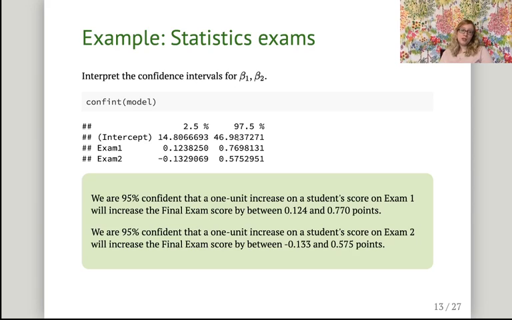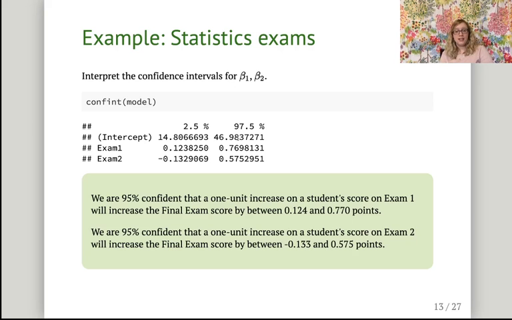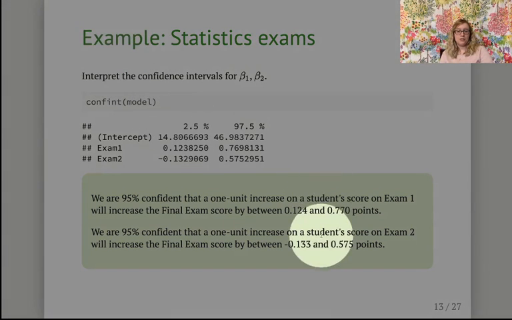Look at exam 2. We're 95% confident that a 1 unit increase on a student's score on exam 2 will increase the final exam score between negative 0.13 and positive 0.57 points. It's kind of interesting. There is actually a 0 inside this confidence interval. So it's possible that exam 2 has no effect, according to this analysis.